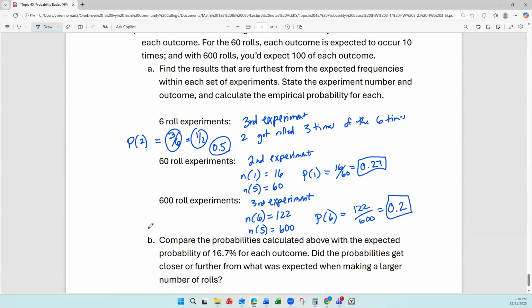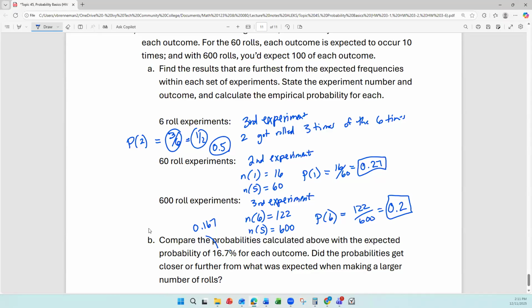Now, the theoretical probability for any one outcome rolling a normal 6-sided die is 16.7%, or 0.167. With the 6 rolls, we got as far away as 0.5. For the 60 rolls, the furthest away that got was 0.27. And for the 600 rolls, the farthest away that got was 0.2. So those are getting closer and closer to the 0.167.